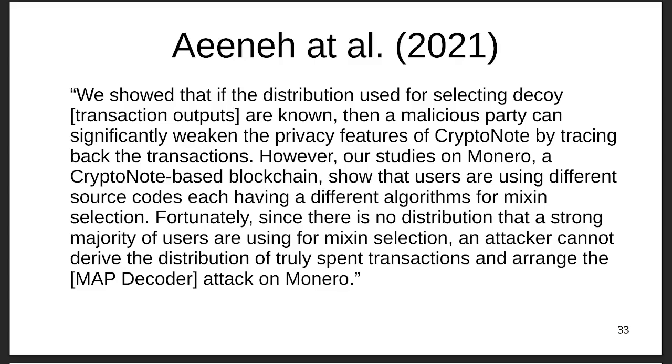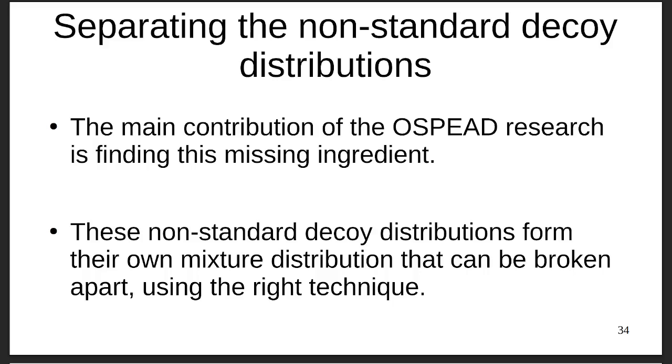Therefore, we are not done. There is a missing ingredient. The main contribution of the Ospeed research is finding this missing ingredient. These non-standard decoy distributions form their own mixture distribution that can be broken apart using the right technique.